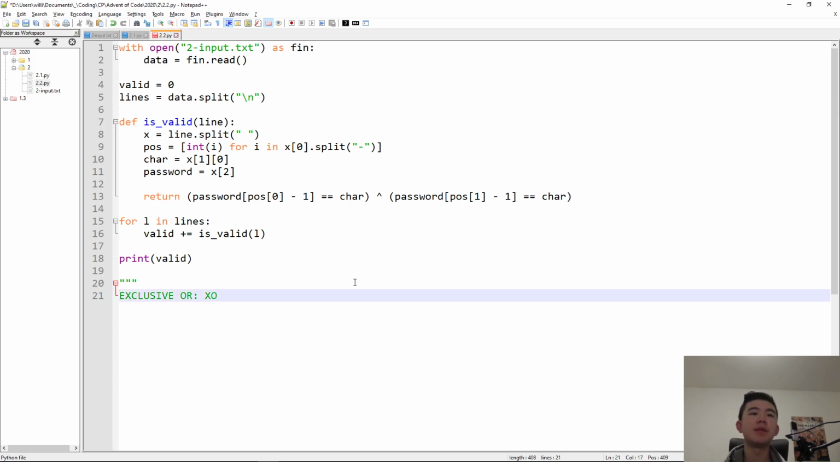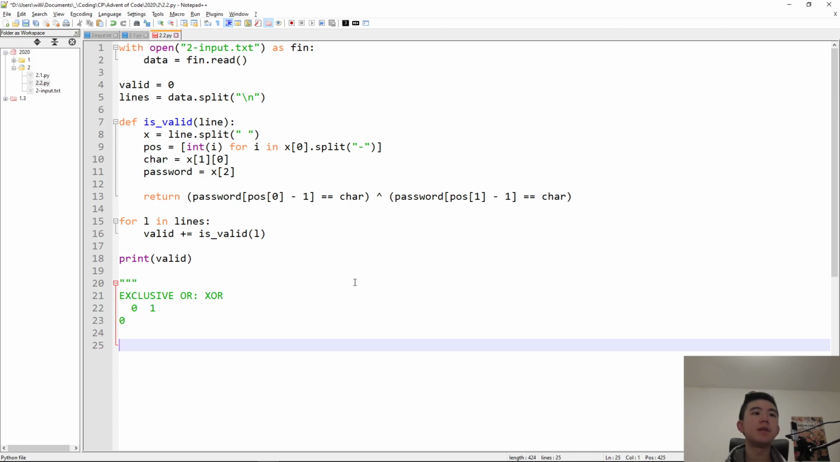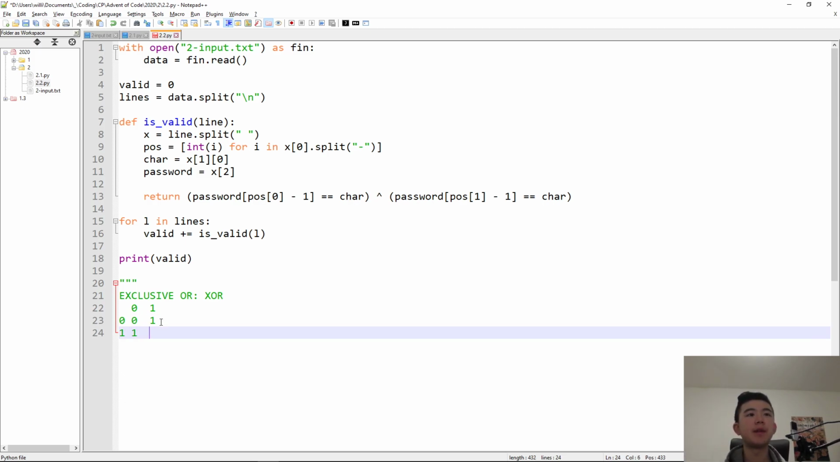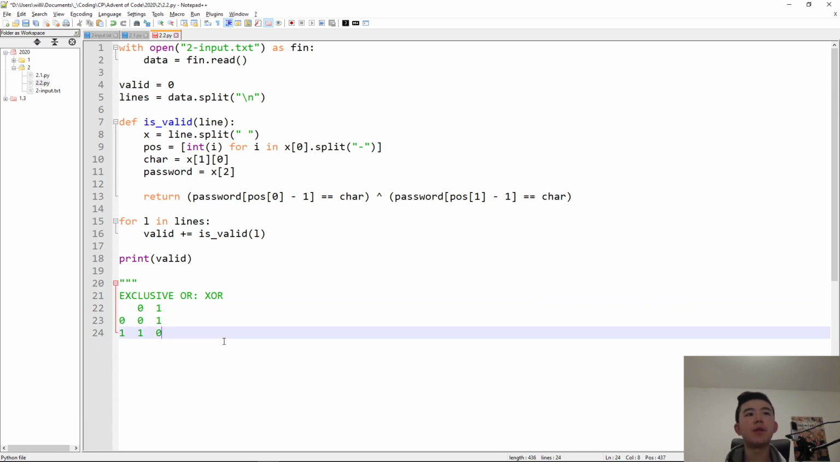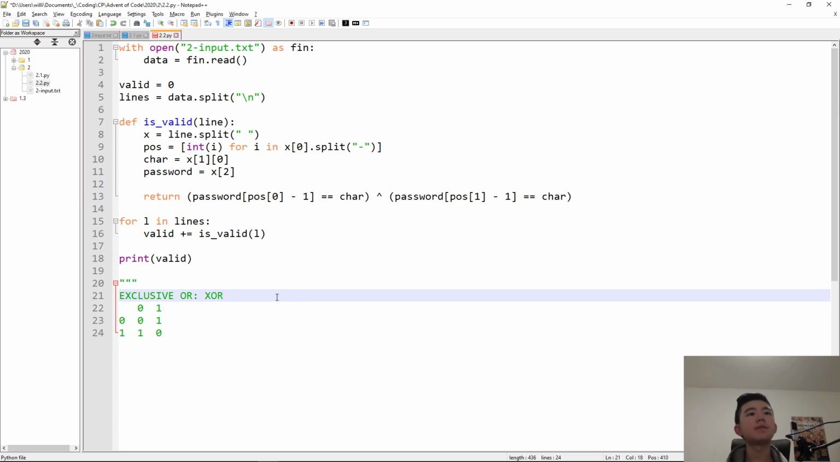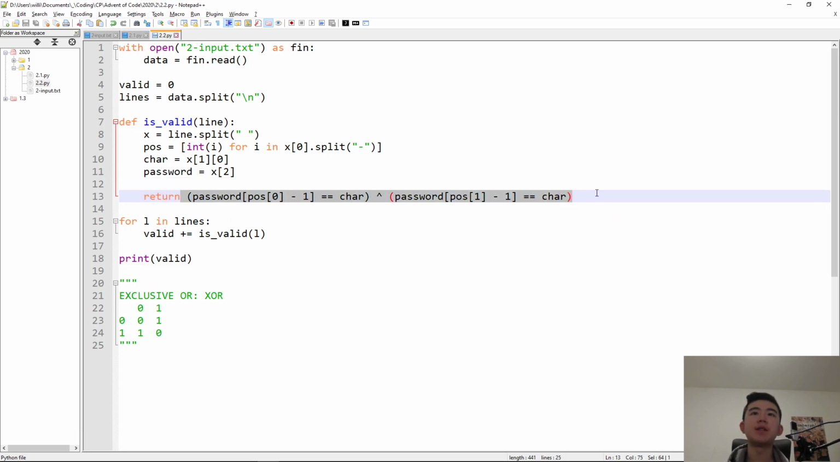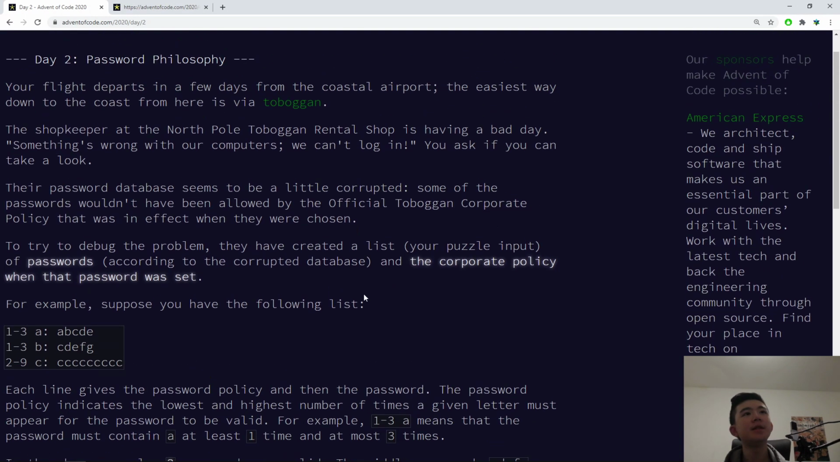So if I draw out the table, this is 0 and then 1. So 0 and 0 make 0, obviously. 0 and 1 make 1, because exactly one of them is 1. 1 and 0 make 1, and 1 and 1 make 0. So that's the table for exclusive OR operations. And that's what we use here. In Python and in many other languages, the notation is a caret character. And this just guarantees that exactly one of them matches the given character. And that's basically it. So hopefully the explanation was good.